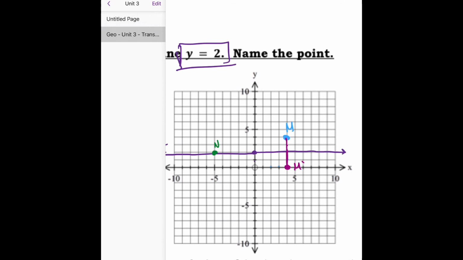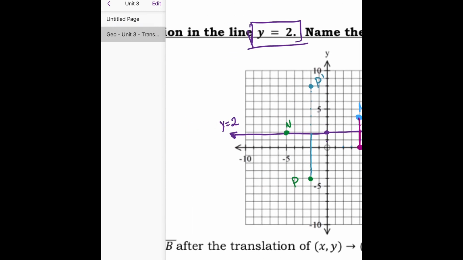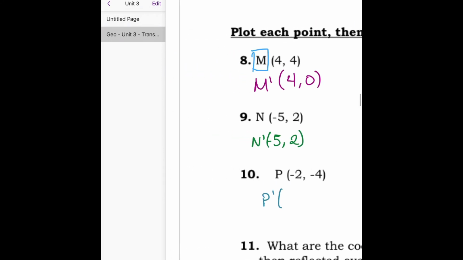Next, P is at -2, -4. So -2, -4 is right here. That's point P. Now let's count. How far away is point P from my purple line? Well, it's 1, 2, 3, 4, 5, 6 away. So my new point has to also be 6 away. So 1, 2, 3, 4, 5, 6. That is my new P. So that is at point -2, 8. P prime is at -2, 8. Notice how my x value didn't change in any of those.